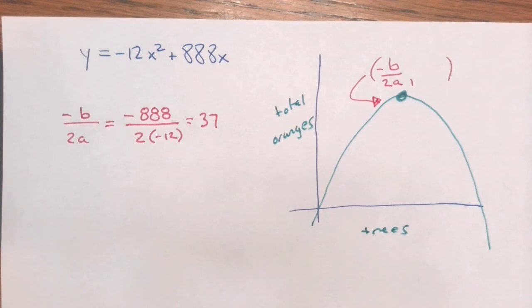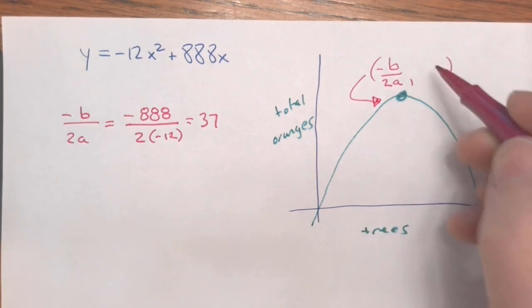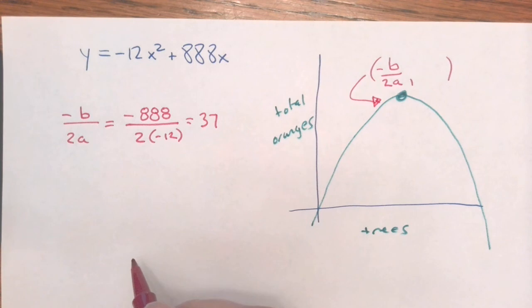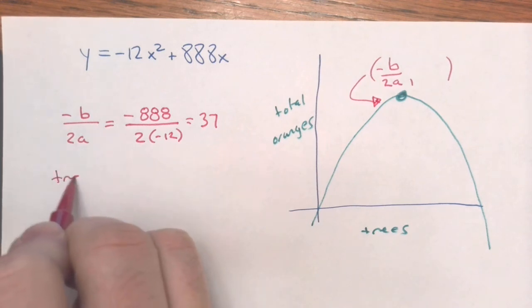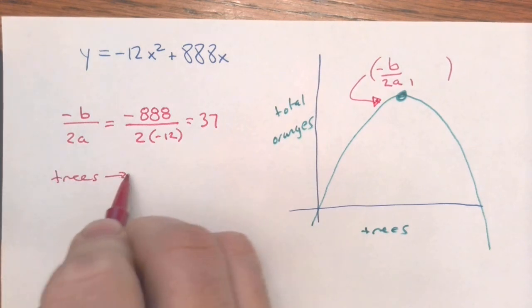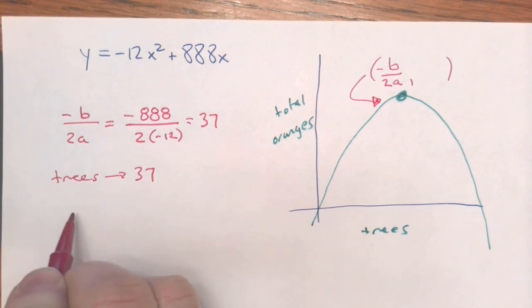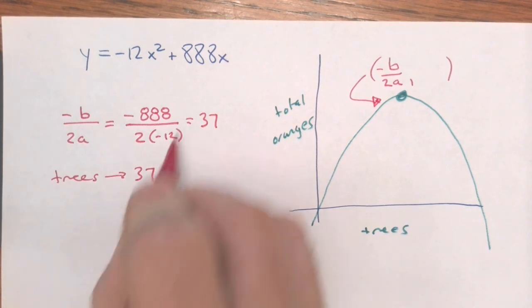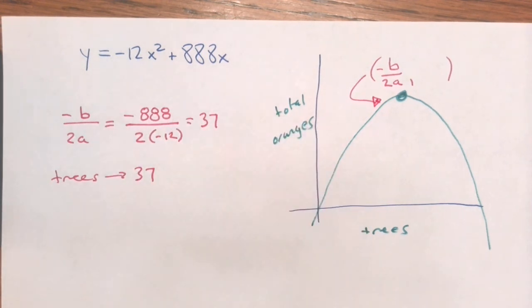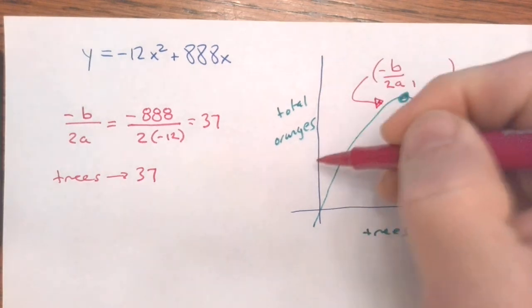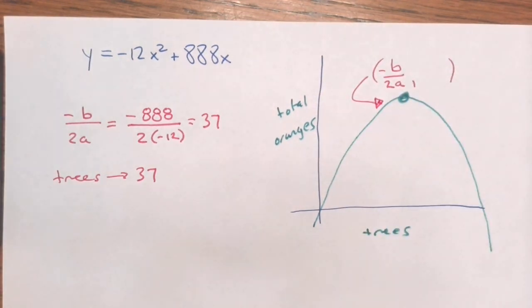The question, though, was, well, that was the question, actually. It's 37 trees. If we want to know how many oranges that is, we would just take that and plug that in. So the number of trees we need is going to be 37. And if we wanted to know the number of oranges, we can take that 37, plug that into the equation. That would calculate the y value, which would give us the total number of oranges on this.